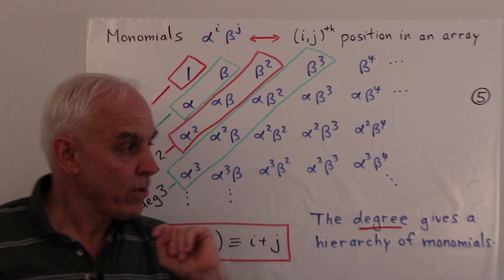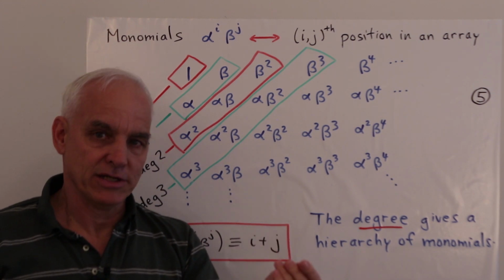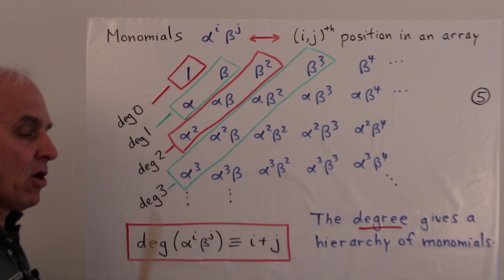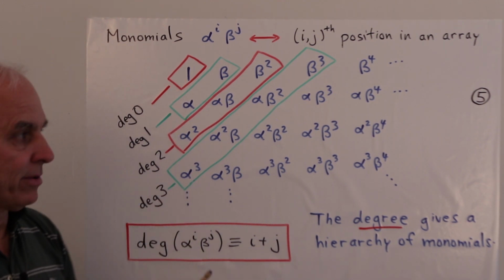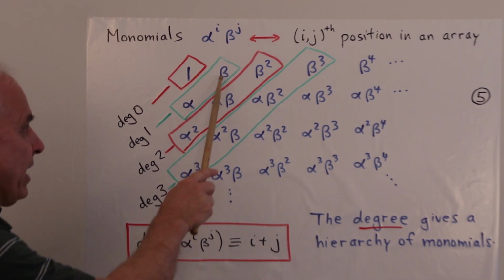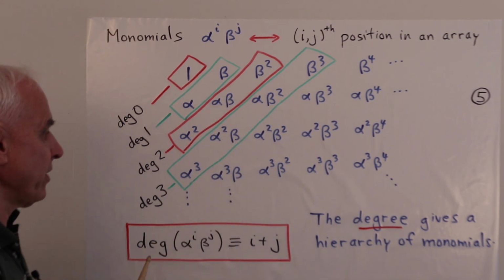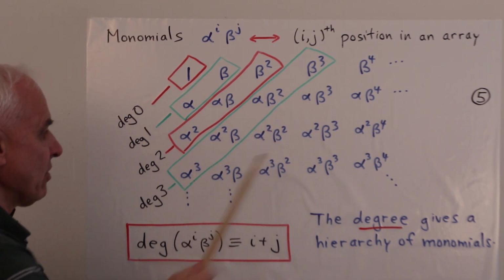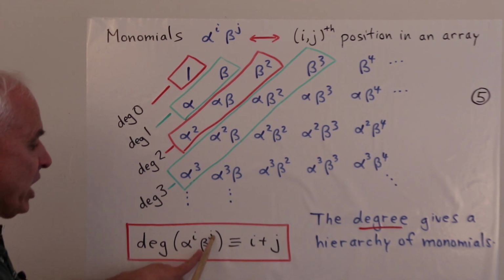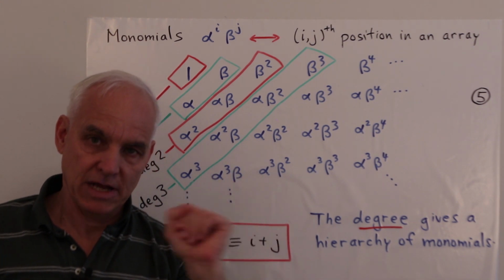Now, we have this array here. We need to talk about a very important auxiliary concept, that of degree. This thing here is going to be called the degree 0 monomial. And these two are the degree 1 monomials, alpha and beta. Here are the degree 2 ones, alpha squared, alpha beta, and beta squared. The degree 3 ones, and so on. In general, the degree of the monomial alpha to the i, beta to the j is going to be i plus j, just the sum of the powers, or the sum of the exponents.